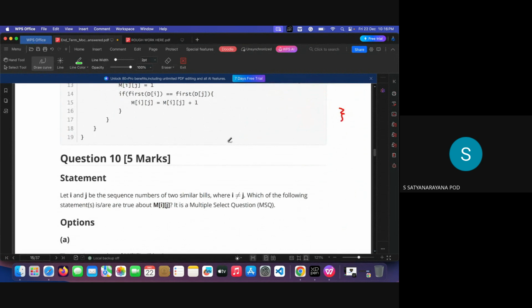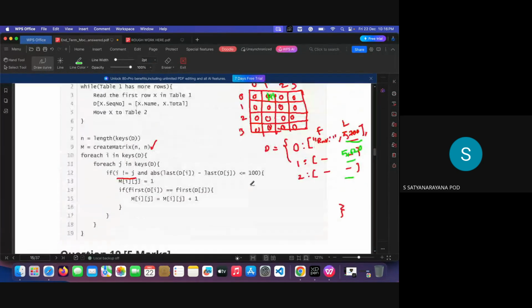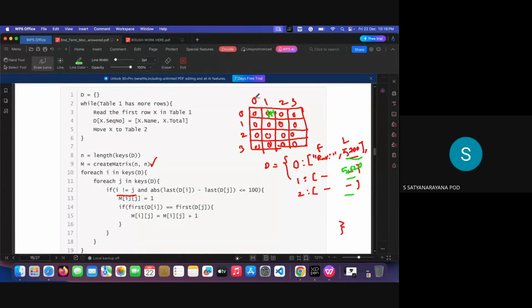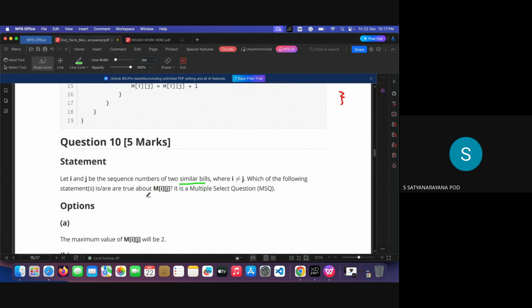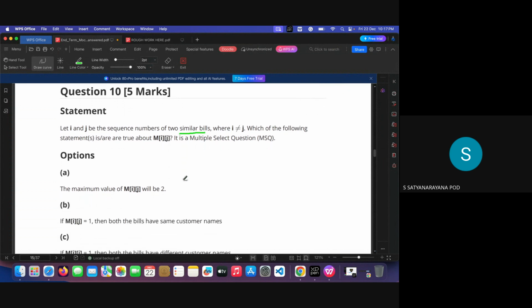Now, what is question number 10? Let I and J be the sequence numbers of the 2 similar bills where I not equal to J. That means this row and column are not equal. Don't consider 0,0, 1,1, 2,2, 3,3. Which of the following statements is true about m of ij? It's an MSQ, a multiple selection question. We are taking the sequence numbers of similar bills.